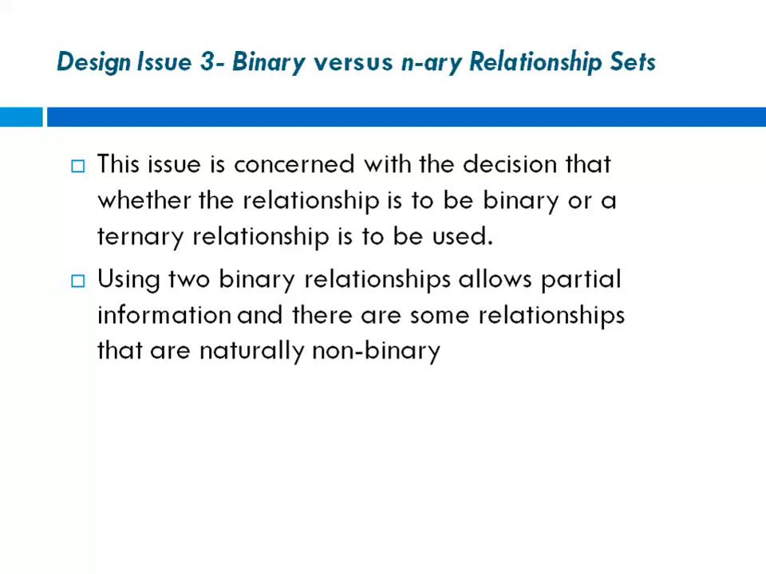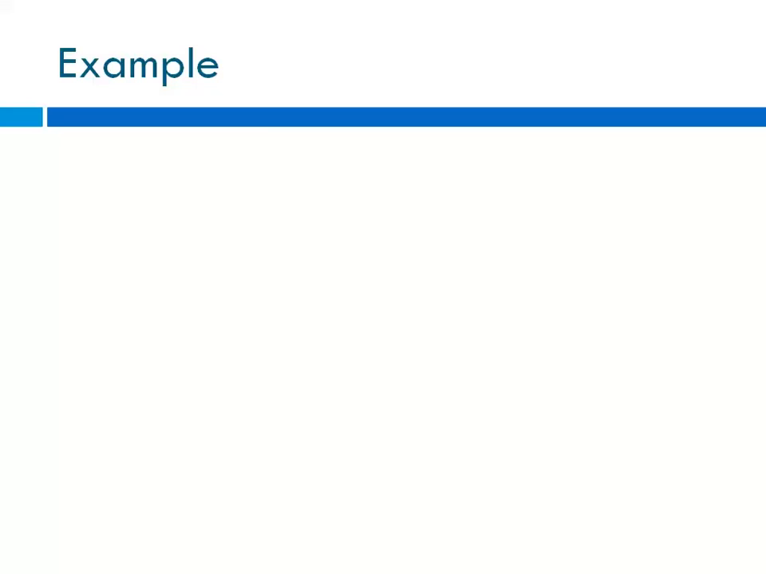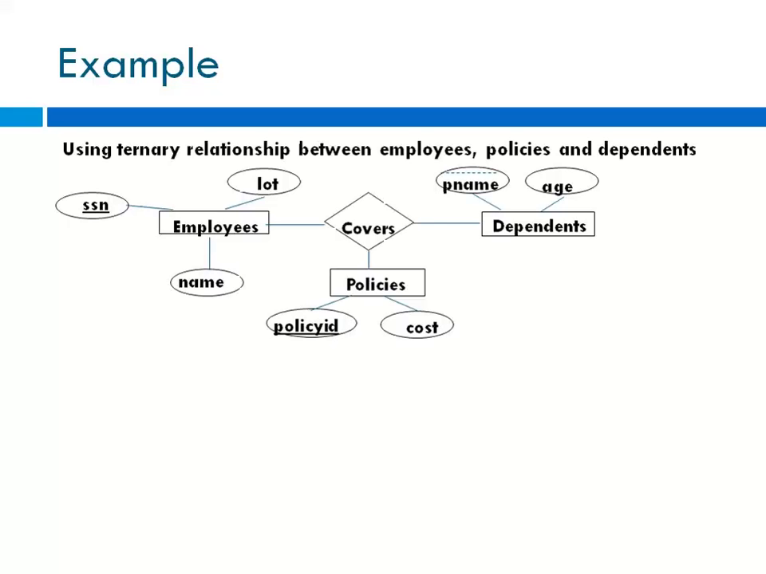Third design issue is binary versus n-ary relationship sets. This issue is concerned with the decision of whether the relationship is to be binary or a ternary relationship. Using two binary relationships allows partial information, and there are some relationships that are naturally non-binary. Let's look at the example here. Now look at this example.